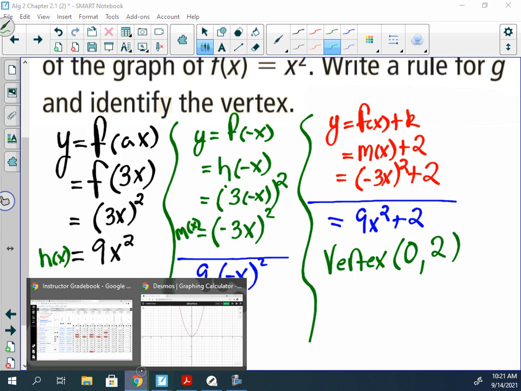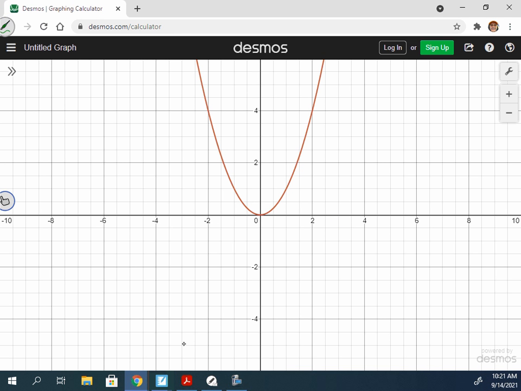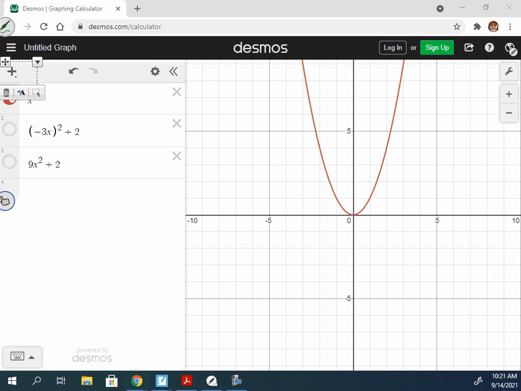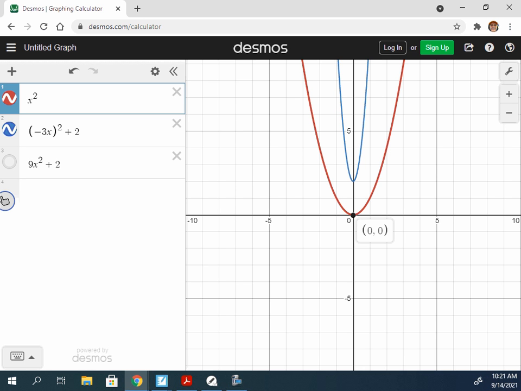Now, if we're good with all that, the reason that I pulled up Desmos, the graphing calculator, is I want to look at the graphs. So this here is the function, parentheses, negative 3x, close parentheses, squared plus 2. That's the one we found, yes? Now if we look at the vertex, the original one is at 0, 0. The new vertex is at 0, 2.